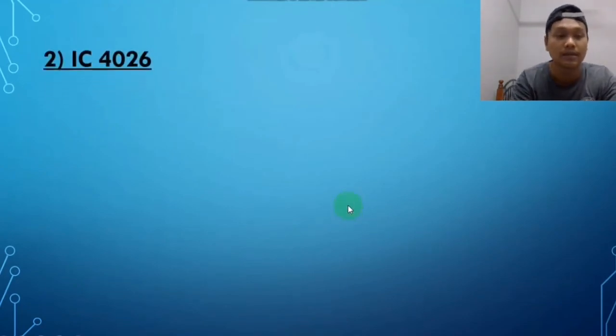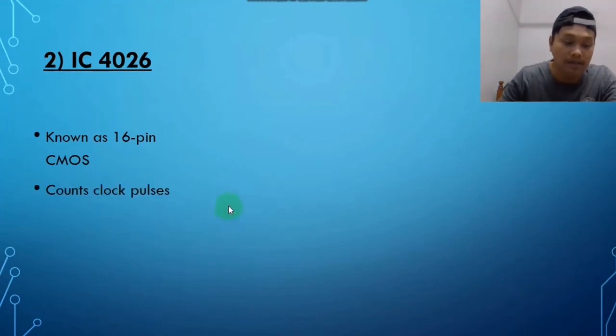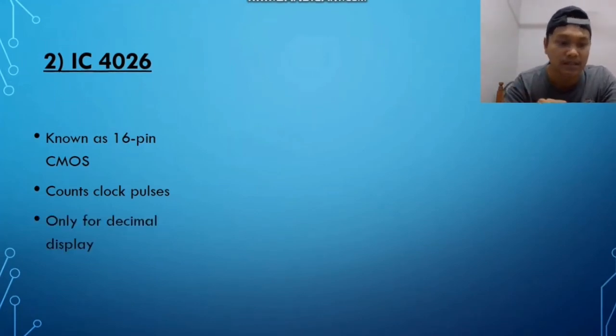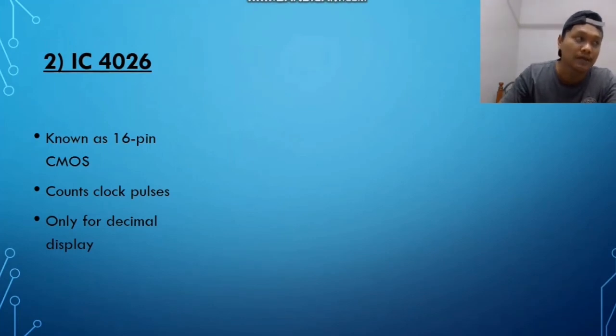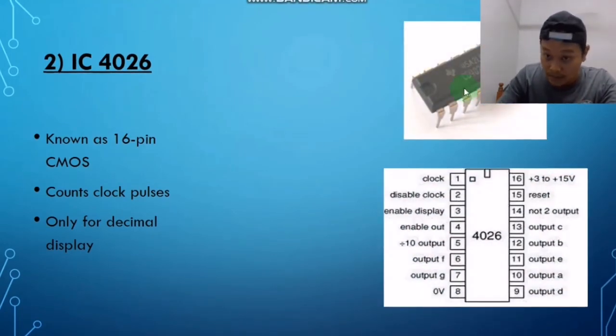So the second component is the IC 4026, also known as a 16-pin CMOS 7-segment counter from the 4000 series. It counts clock pulses and returns the output in a form which can be displayed on a 7-segment display. Usually it is for decimal display. If you want the output in decimal digits, you will use this IC 4026. Okay, this is the picture. I'm sorry again, you can't see very well.